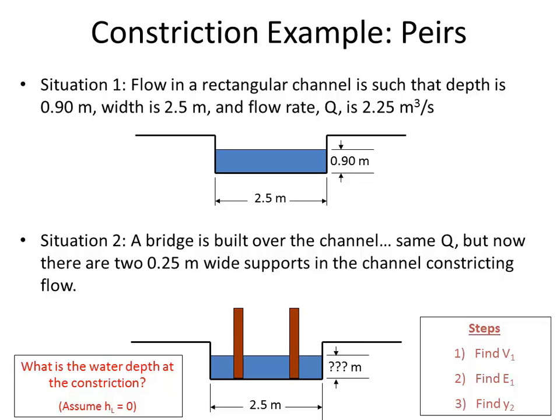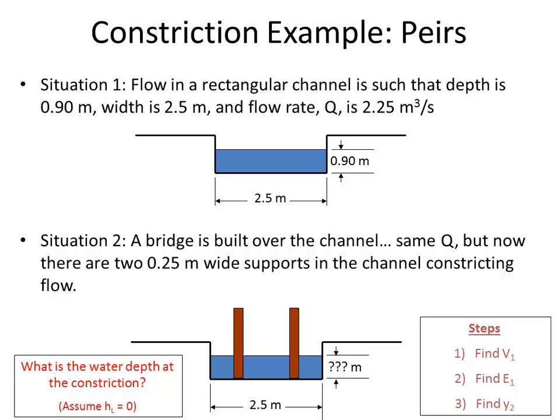Okay, so we know that the specific energy at 1 is going to equal the specific energy at 2. And we can write the energy in terms of just y1 plus v1 squared divided by 2g is equal to y2 plus v2 squared divided by 2g.